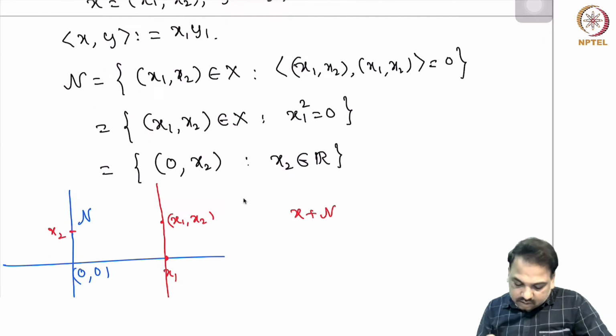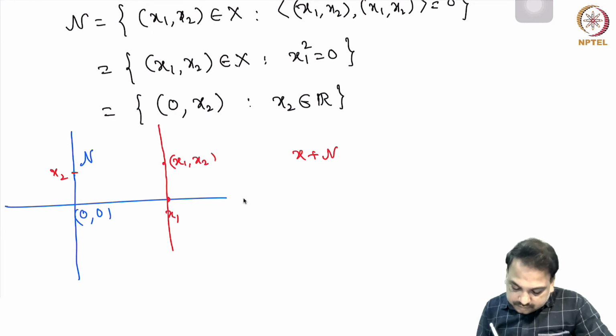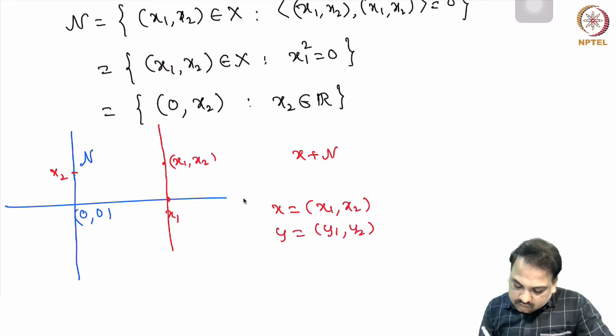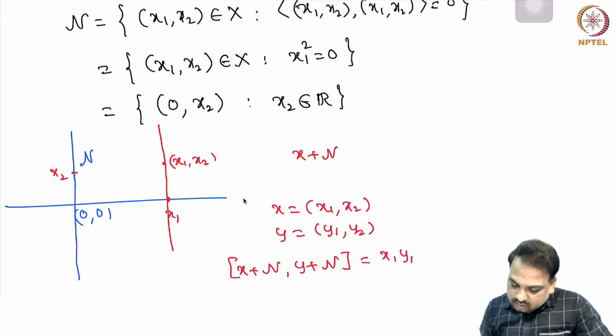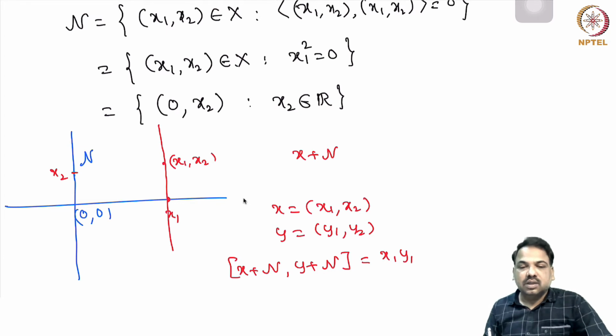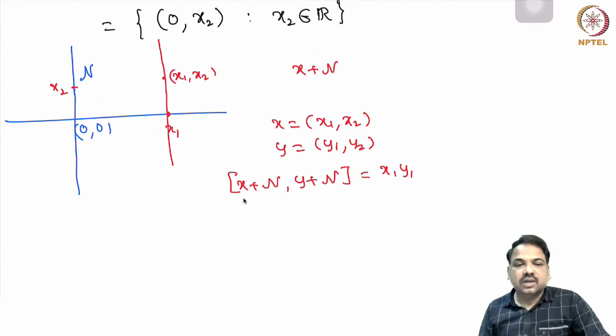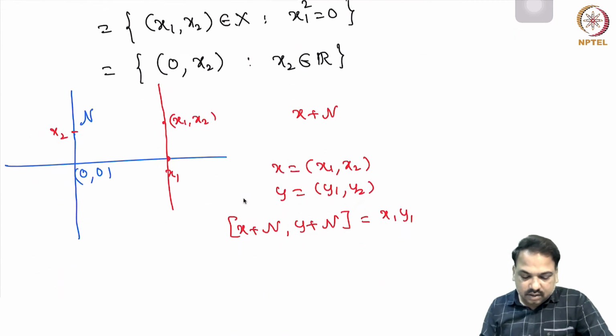earlier equation like this. So that means if I take x as (x1, x2), y as (y1, y2), then the inner product of x plus N with y plus N is nothing but x1 multiplied by y1. This is the inner product on the quotient space. The quotient space is nothing but all the lines which are parallel to the y-axis. It consists of equivalence classes. Okay, this is the first example.